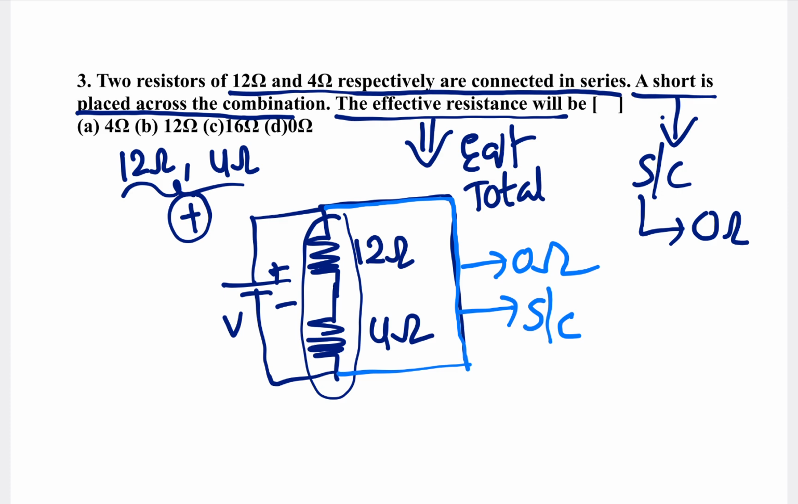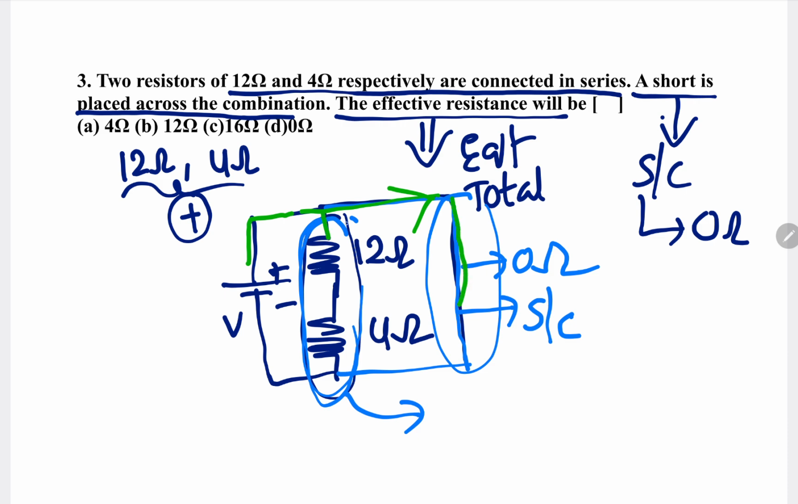Whenever anything is connected in parallel with the short circuit, this entire thing will be neglected, because total current will be flowing through the short circuit only. Whatever current comes here, that entire current will flow through the short circuit only. No current will flow through this particular branch of the circuit, because current always prefers to go in the low resistance path. As the entire current is going through the short circuit, this entire combination becomes redundant, that means useless. No current will be flowing here. So this part I can neglect.